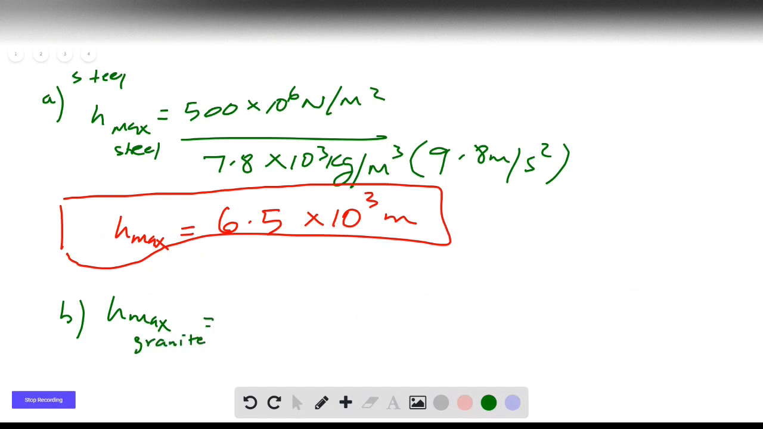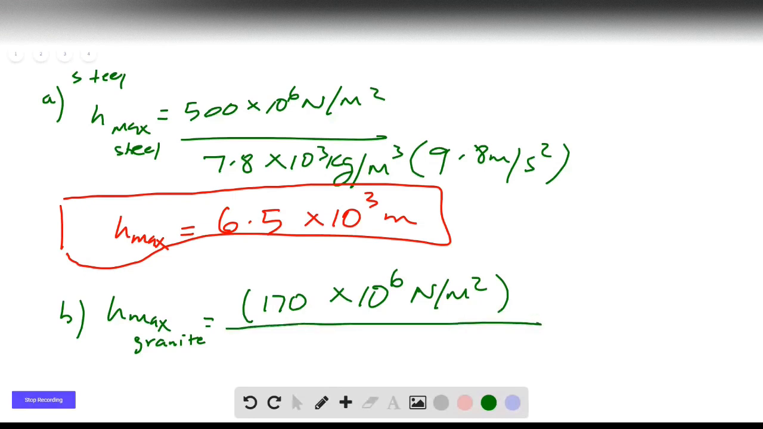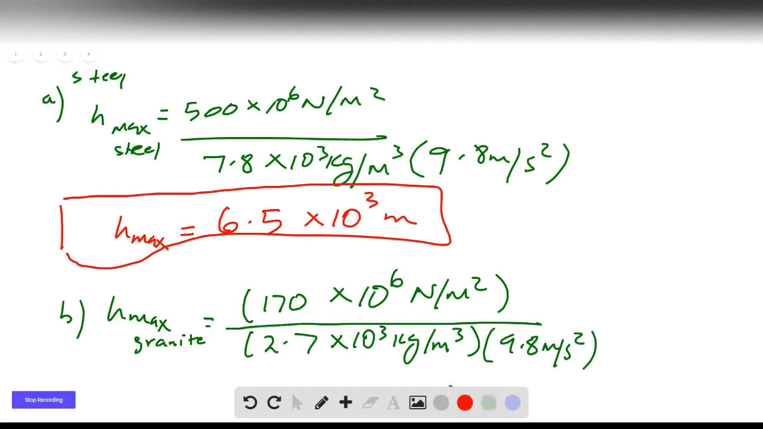The maximum compressive strength for granite is 170 times 10 to the 6 Newton per meter squared, all over 2.7 times 10 to the 3 kilogram per meter cubed, times 9.8 meters per second squared. And this gives us a maximum height for the granite column of 6.4 times 10 to the 3 meters.